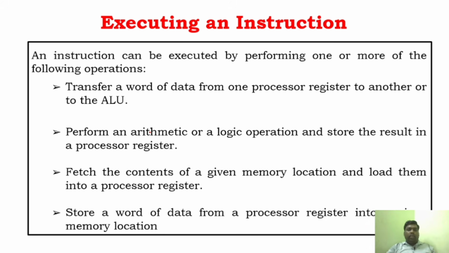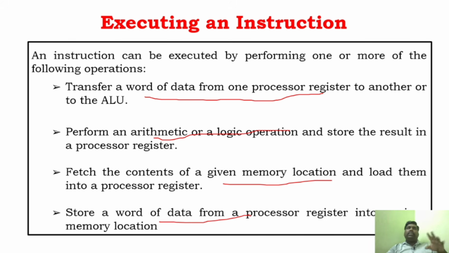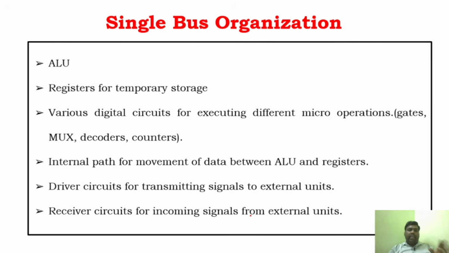It can be done once or more than once. You can see here: transfer a word of data from one processor register to another register, perform an arithmetic operation, store the result, fetch the data from a memory location, and store the data to the processor register. So these are the 4 steps which will be done one or more times for executing any particular instruction, correct? Whatever information I have given so far can be explained in points in theory. That is what we are seeing here.